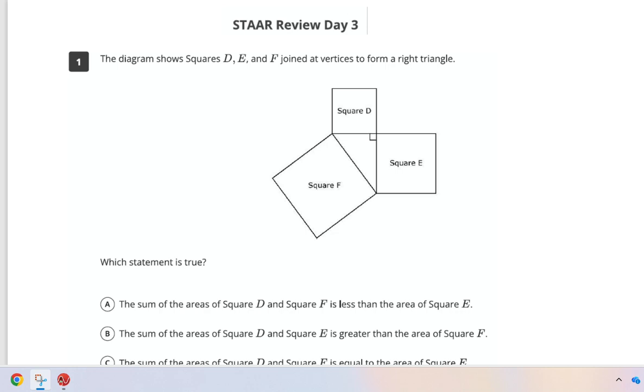Okay, and here we go. Review number 3. The diagram shows the squares of D, E, and F. So this is going off the right triangle. It means it's going to be off the A squared plus B squared equals C squared. So remember, the two smaller squares add up to the bigger square.